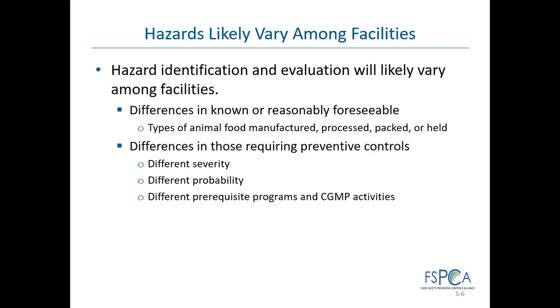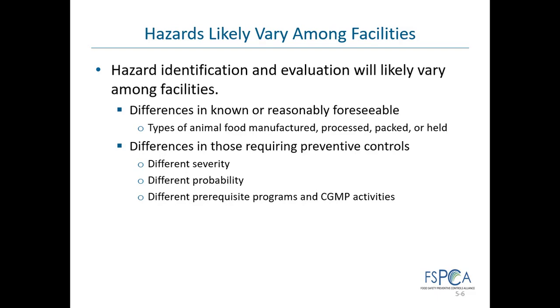So this slide is kind of reiterating some of the themes I've already talked a little bit about. A big idea in this chapter and in this process is that this hazard identification and evaluation is going to be different for every facility. When we're talking about identifying hazards, we talked about this in chapter 3, where our intended species and the manufacturing process can all change what's known or reasonably foreseeable in our facility, what can actually be associated with our facility.